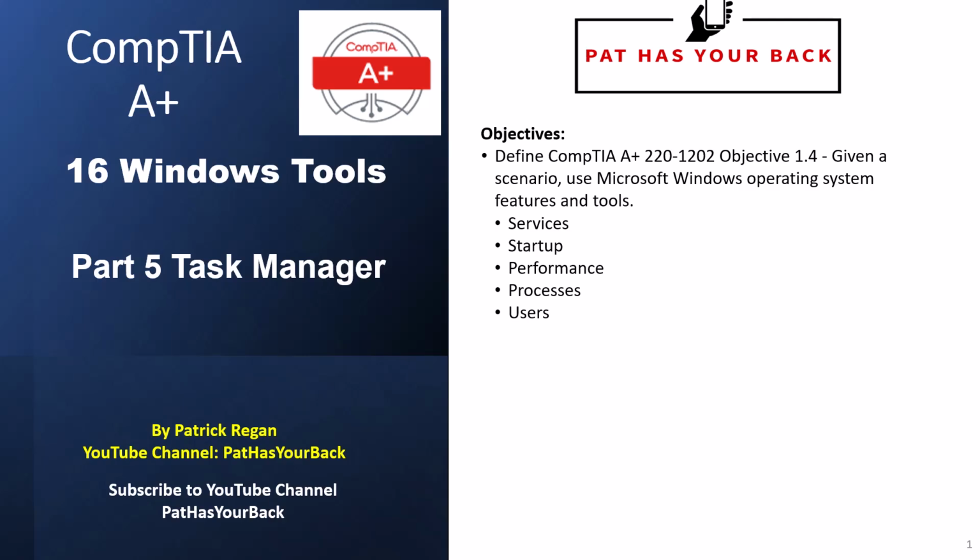Welcome to Windows Tools Part 5: Task Manager. During this video, we will look at how to use Task Manager to see how your computer is performing and if there are any bottlenecks with the main components of the computer. We can also see what applications and processes are running, which application and process is using the most resources, and terminate them if needed.